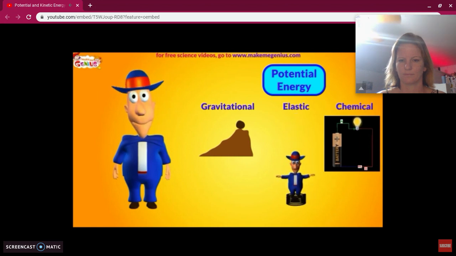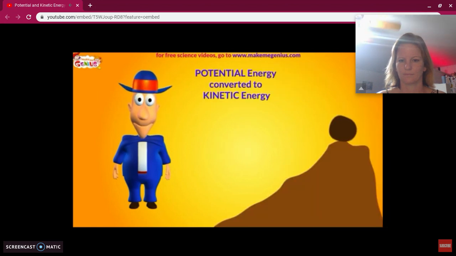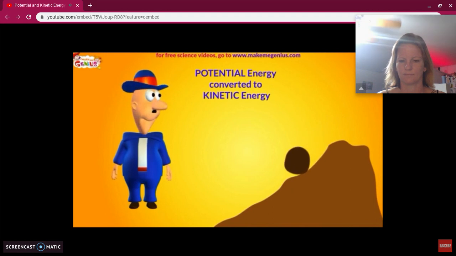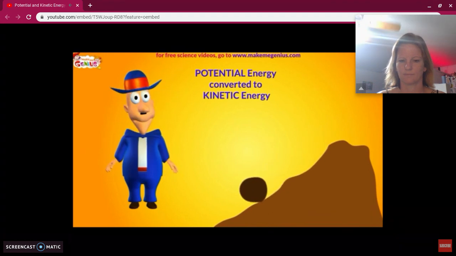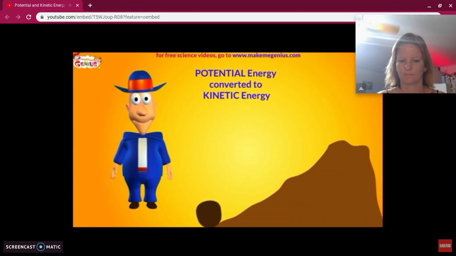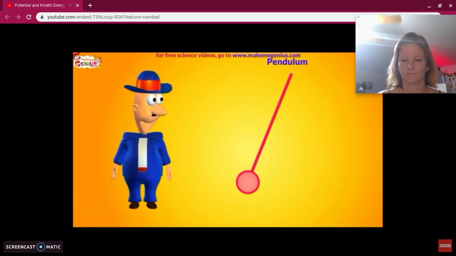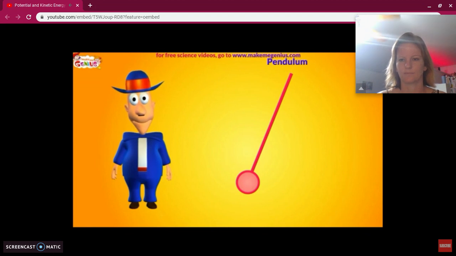Now let's look at kinetic energy. See this? The stone is falling down. Now it has kinetic energy. The potential energy has changed into kinetic energy. Now look at this pendulum. It shows clear example of potential and kinetic energy.